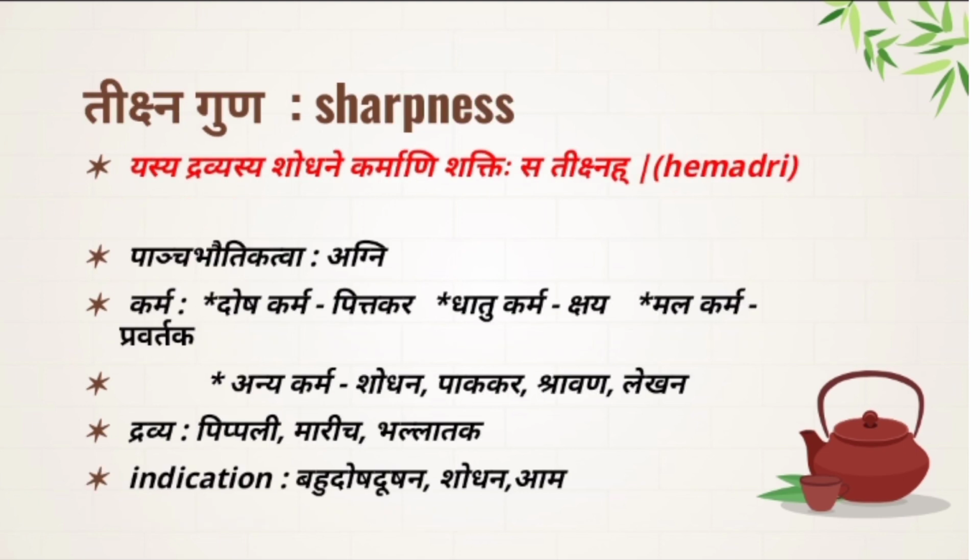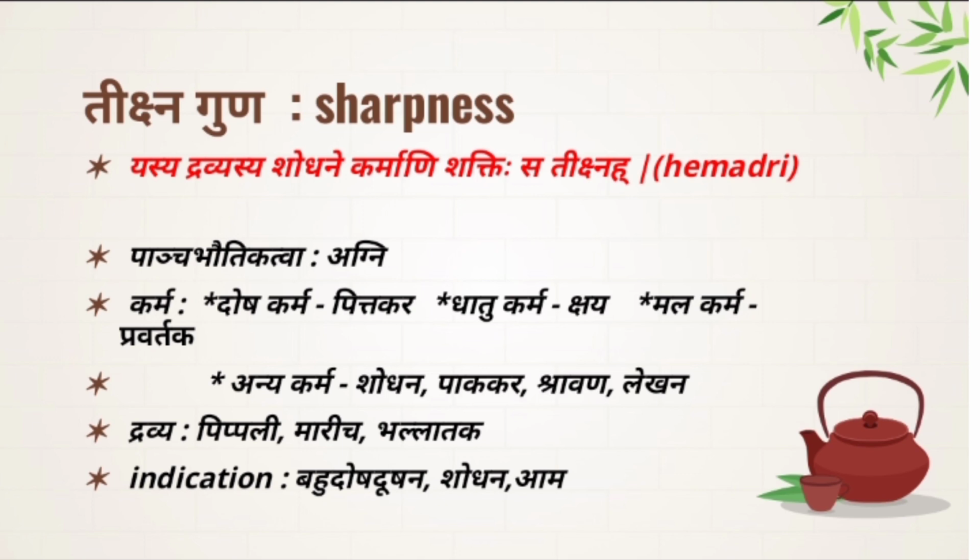Next is Tikshna Guna, sharpness. Yasya Dravyasya Shodhane Karmani Shaktihi Sa Tikshnaha. The property possessing the sharp and penetrating activity is nothing but the Tikshna Guna. It does the Shodhana, or expulsion of the vitiated dosha outside the body. So what is the Panchabhautikatva? Agni Mahabhuta. What is the karma?